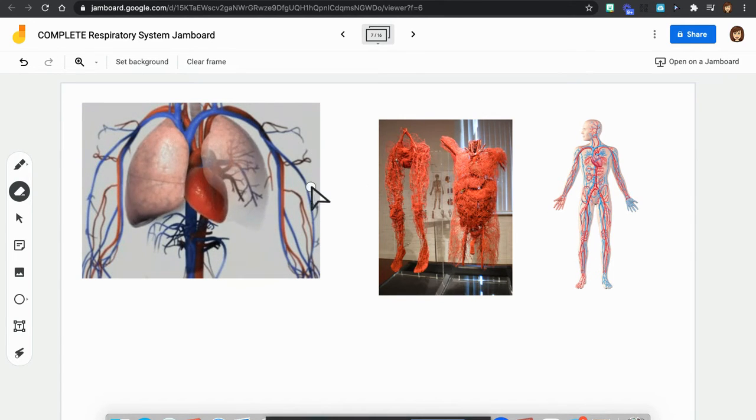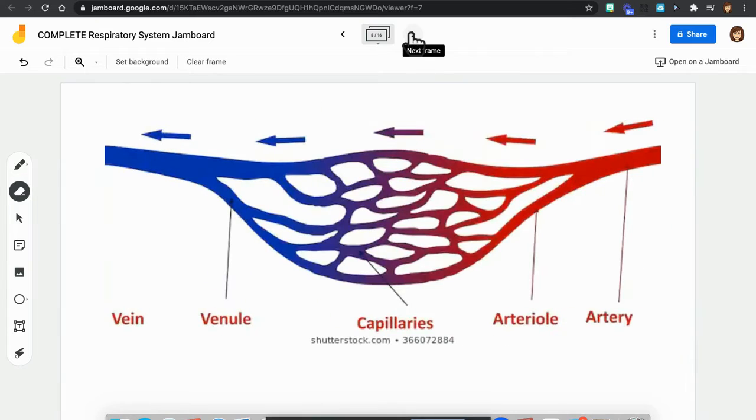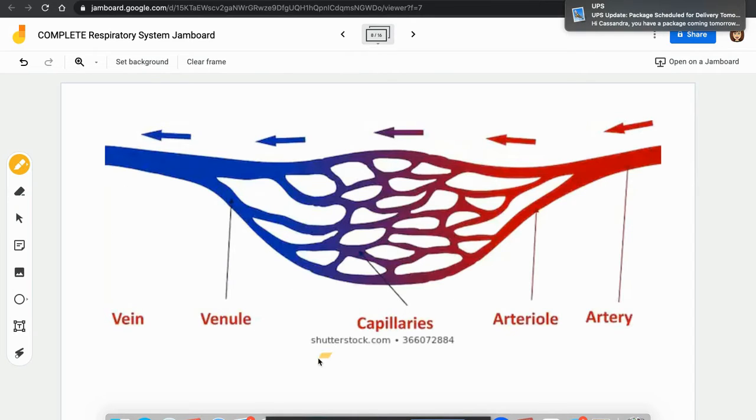Okay, so your blood transports your oxygen to your body cells through blood vessels, and blood vessels have a few different names: veins, venules, capillaries. These are going to be your smallest. That's probably the most important.